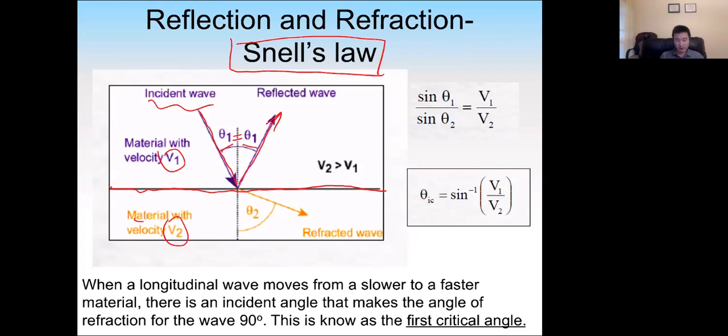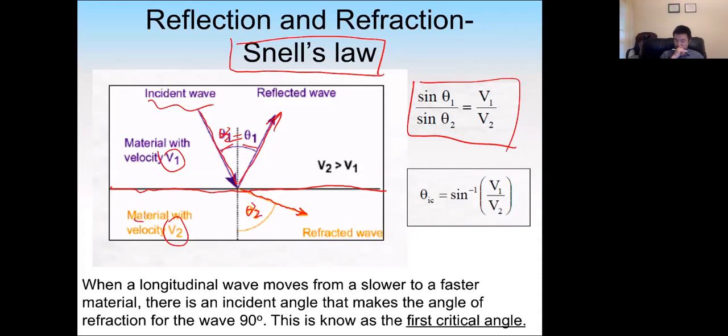Some of the wave will be refracted, which is into the second material. But theta 2 will be different from theta 1. And there's a correlation between these angles: sine theta 1 over sine theta 2 is equal to v1 over v2. So that is the famous Snell's law.